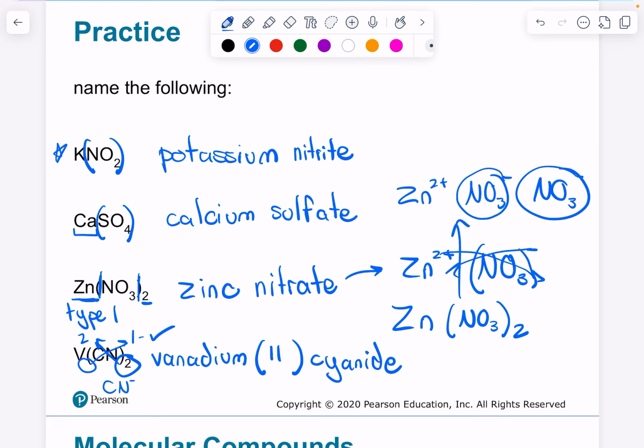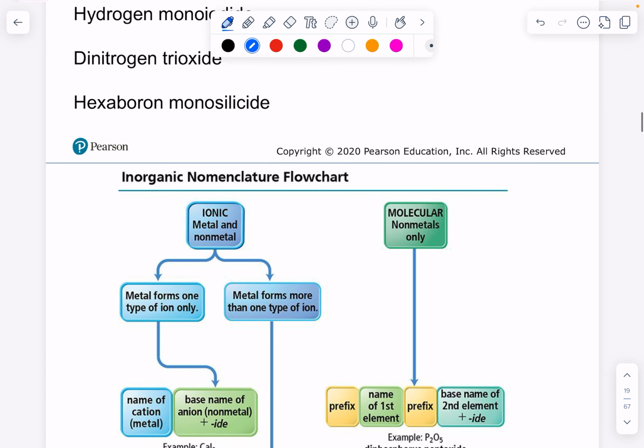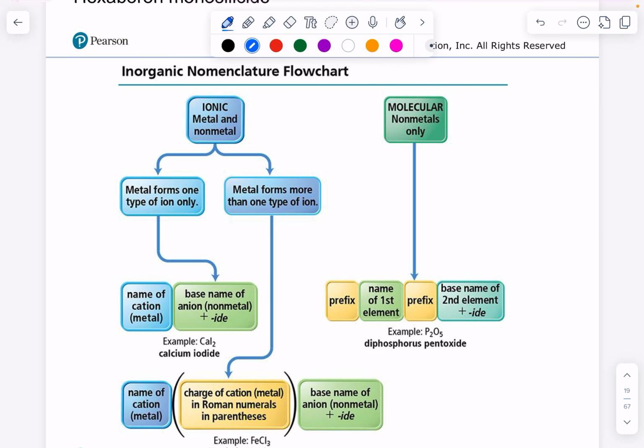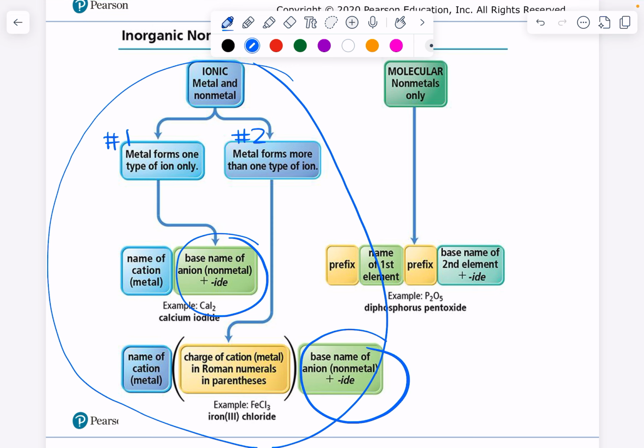Okay, that is all of the ionic compounds. Let's skip over the molecular ones. Those are shockingly easy, so don't get freaked out by the fact that we still have more to do. So ionics are summarized here. You have the type 1 and the type 2. Just recognize that sometimes the green part, the anion, might be a basic nonmetal that ends in "ide," or it might be a polyatomic ion.